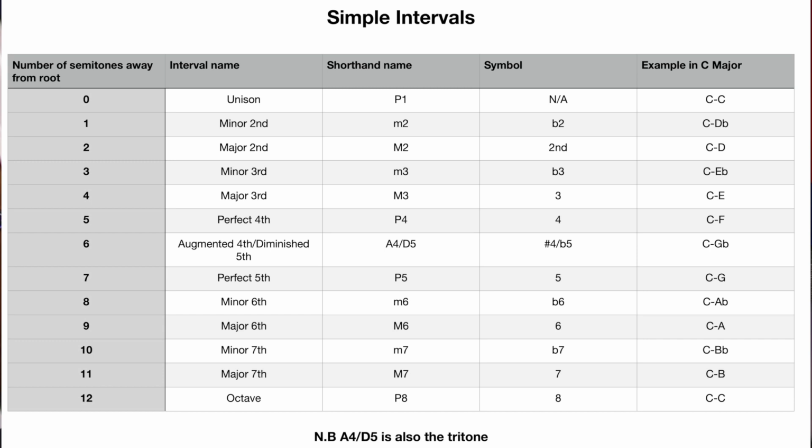And then I've actually written in the final column the example of the note that would give you. The first interval we've got is just playing the same note. So that would be the same C played one after another. So that would be unison. That's a perfect interval, referred to as P1. It doesn't really have a symbol for it. So that would be C and the same C. And then the second interval, a minor second, would be going from C to D flat. So shorthand m2 or a flat 2. Then the next interval, a major second, that's C to D.